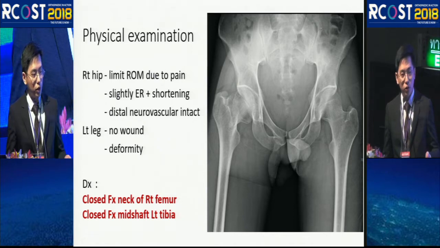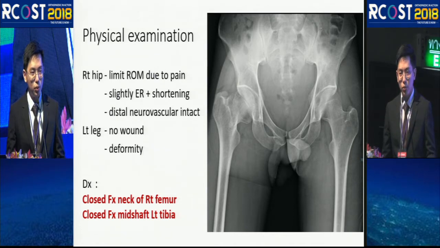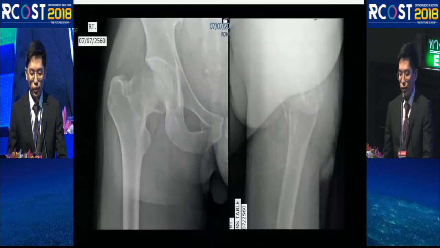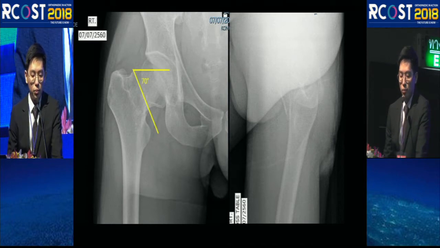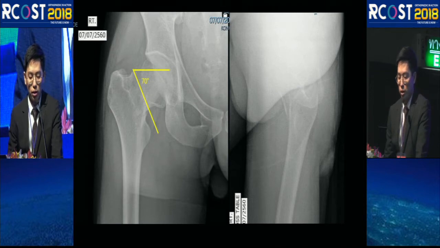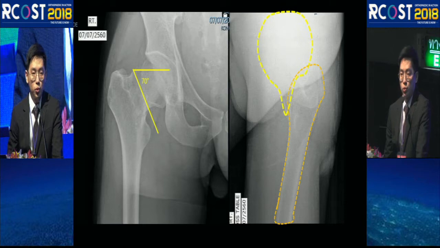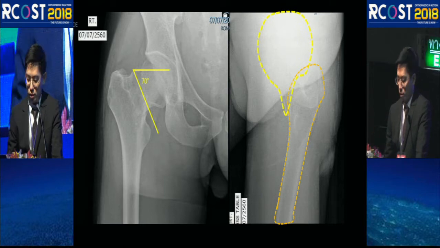I have to apologize because we cannot find the initial radiograph of his left leg. So look at the right hip. You see that it's a high-level Pauwels angle, about 70 degrees, with an anteroposterior slope.